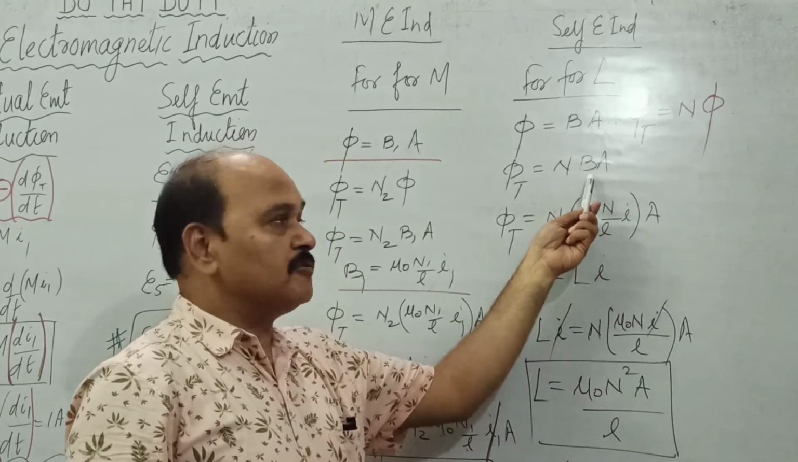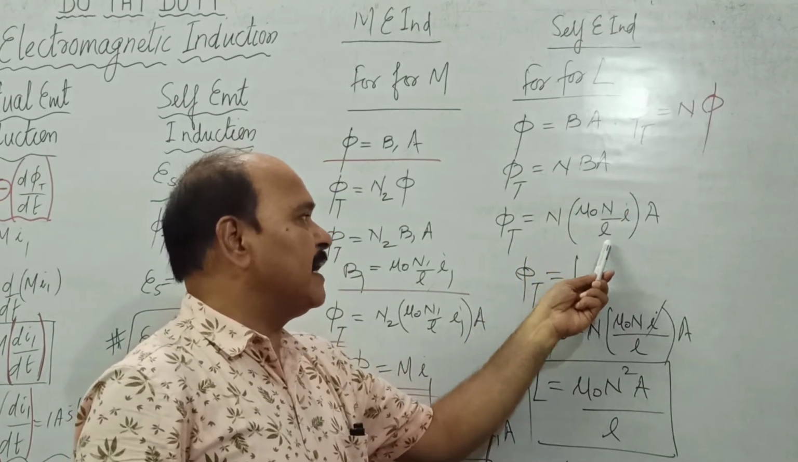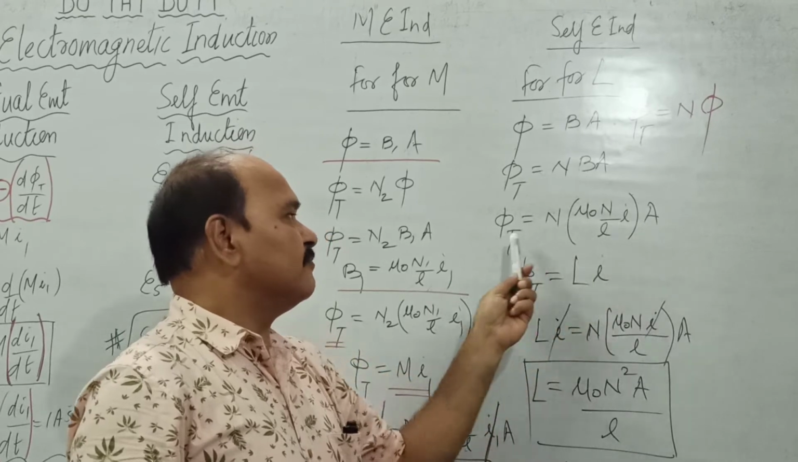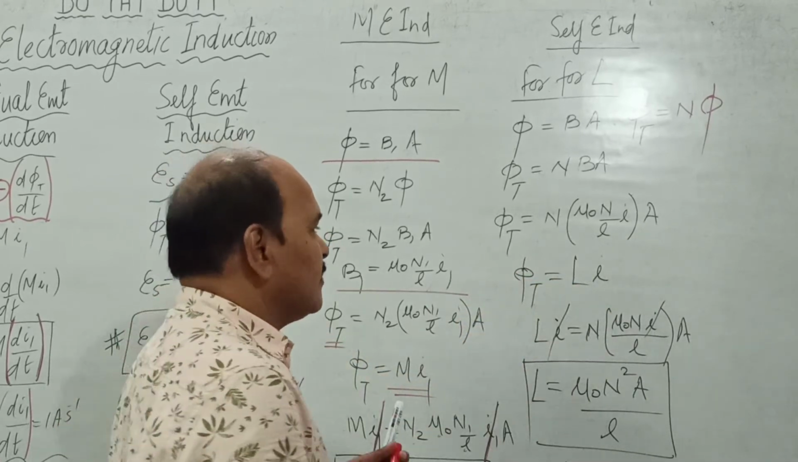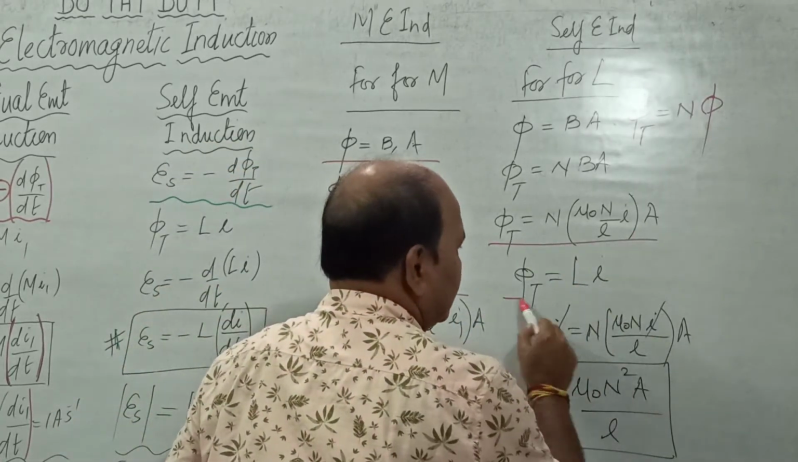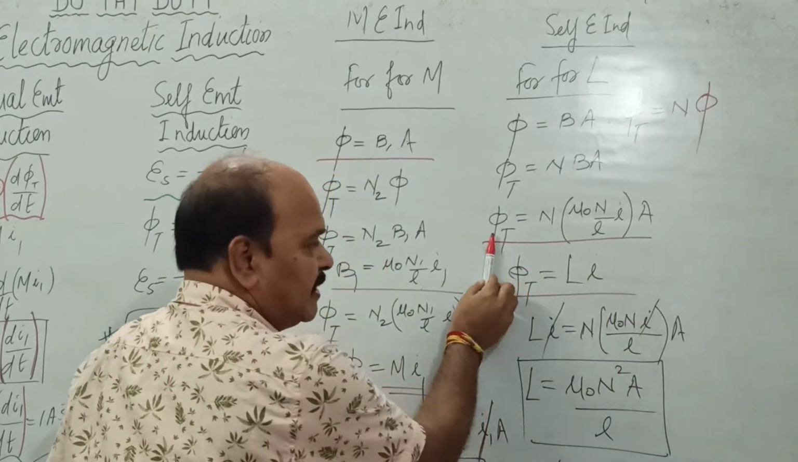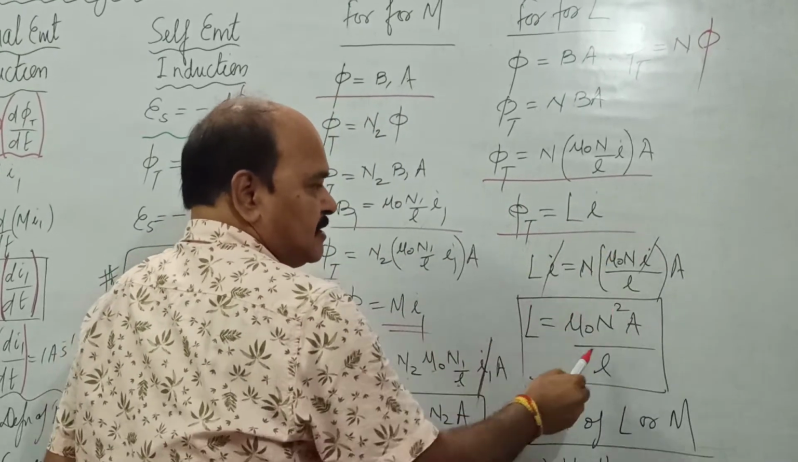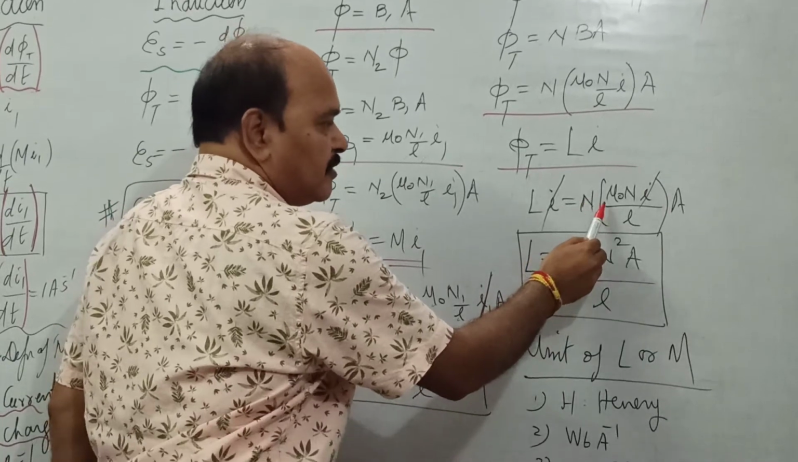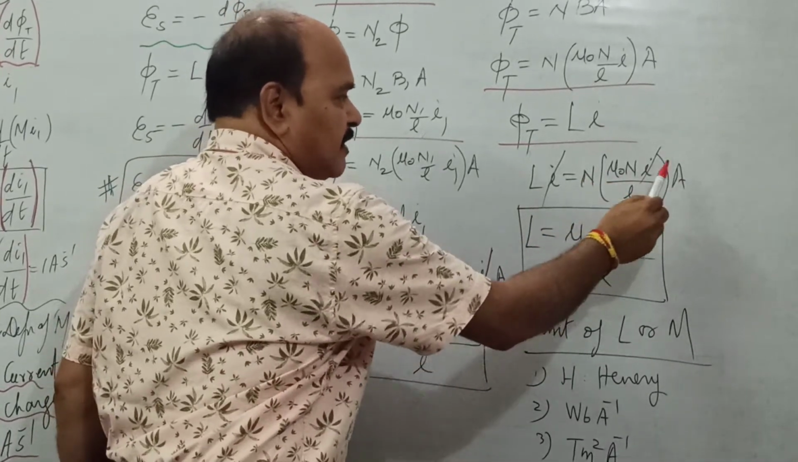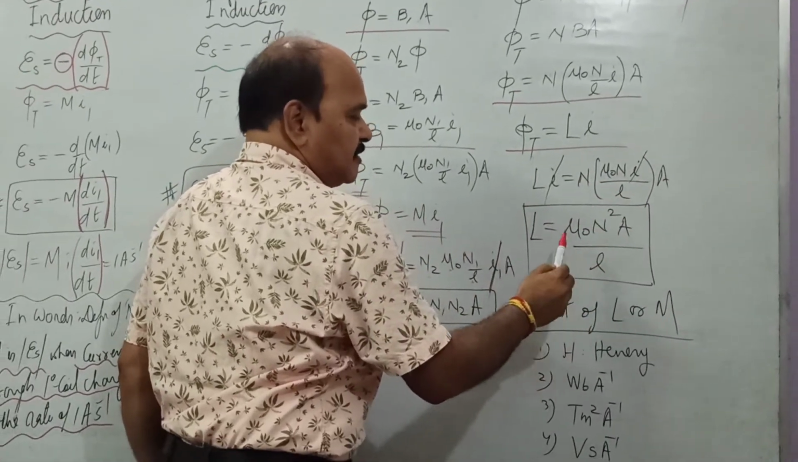B is the magnetic field due to the coil, which is mu naught N by L into I. So total flux becomes this, and we know that this total flux is equal to L times I. If we write LI here, what do we get? I cancels out. What do we get L as? Mu naught N into N is N square A by L. This is the formula for L.